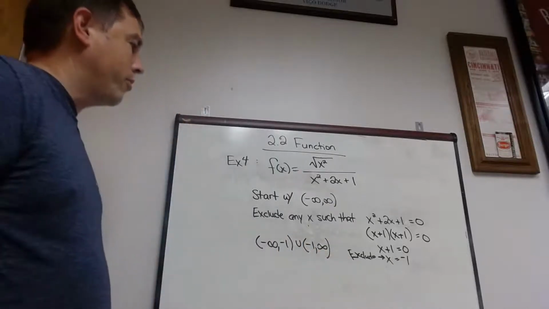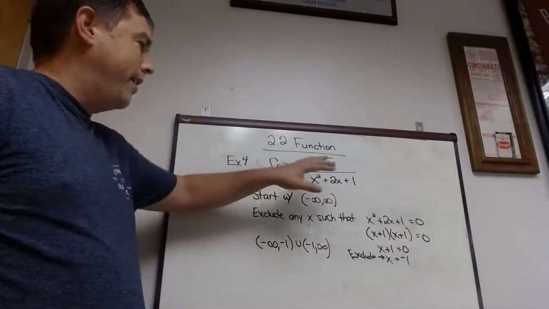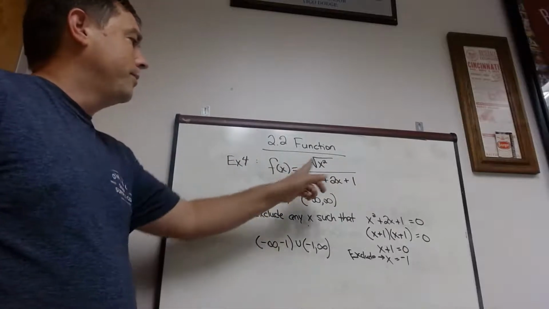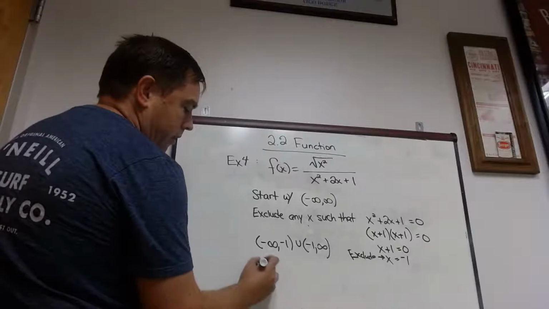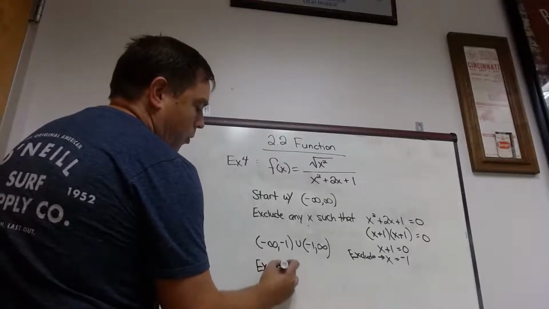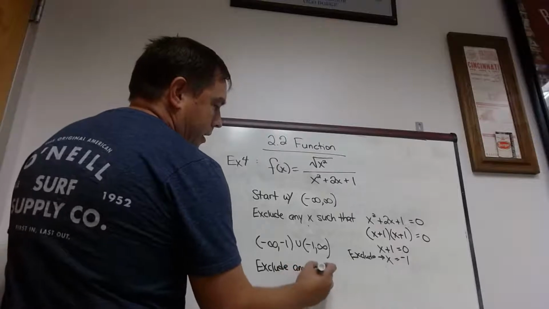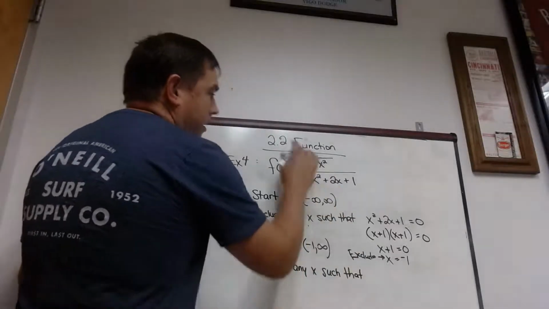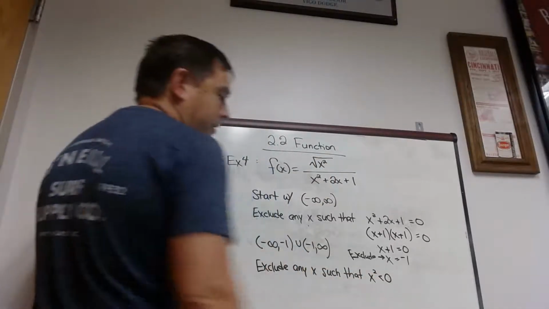And now we go to the final step. We need to take out any values of x that would give us a negative underneath that square root radical. All right. So let's look at that. Exclude. Now this will work out nicely for us. Exclude any x such that x squared is negative, is less than 0.